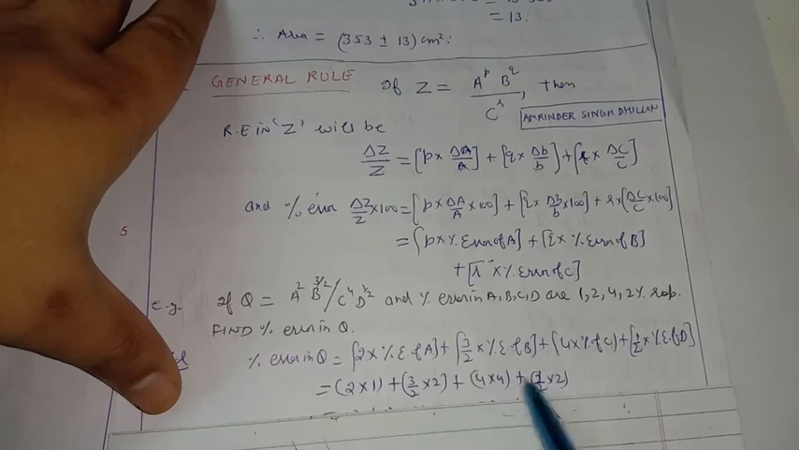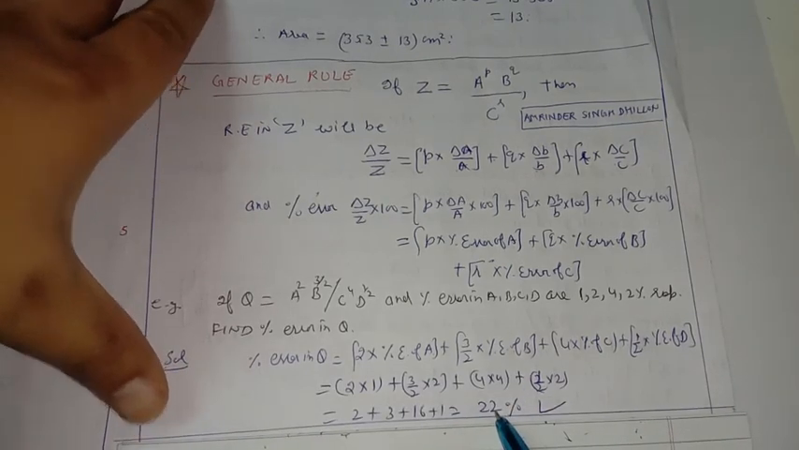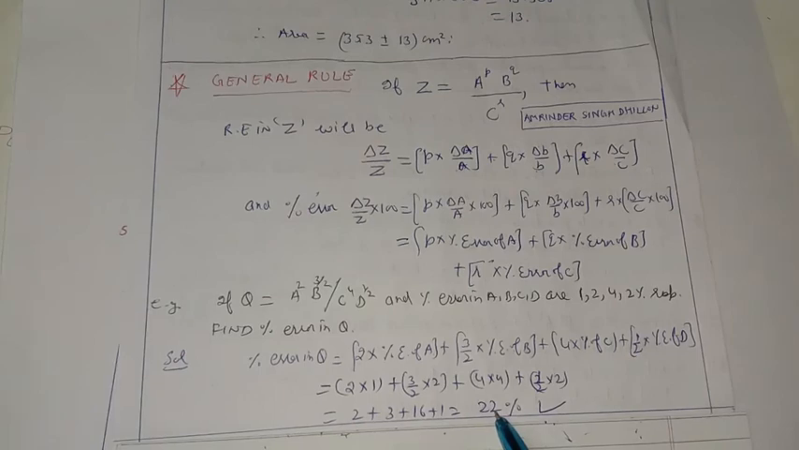You substitute the various values. Finally we get the answer 22%. So this is how we apply the rules of propagation of errors in the mathematical operations of addition, subtraction, multiplication and division, or when a quantity is raised to some power. Try to solve as many questions as possible, then you will have a proper understanding of this.